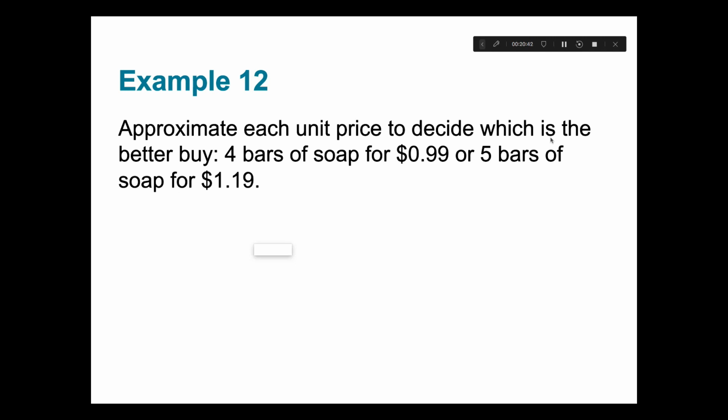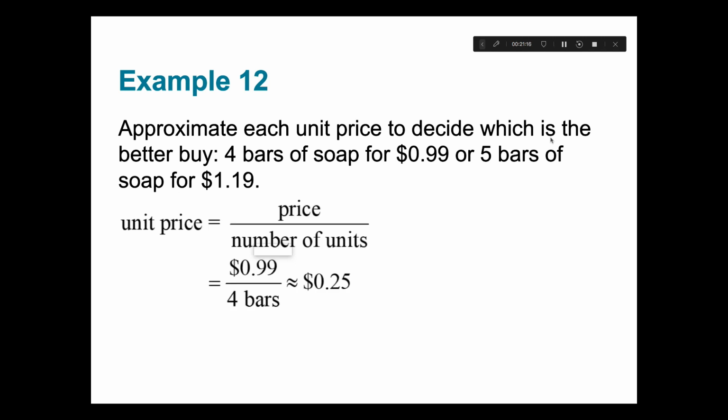What's my first ratio, Laura? 4 bars of soap over 99 cents. You're right. My second ratio I'm going to write, Mason? 5 bars over $1.19. Then I'm going to divide. I have to take 4 divided by 0.99, and I have to take 5 and divide it by 1.19. Then I'm going to compare those 2 numbers.